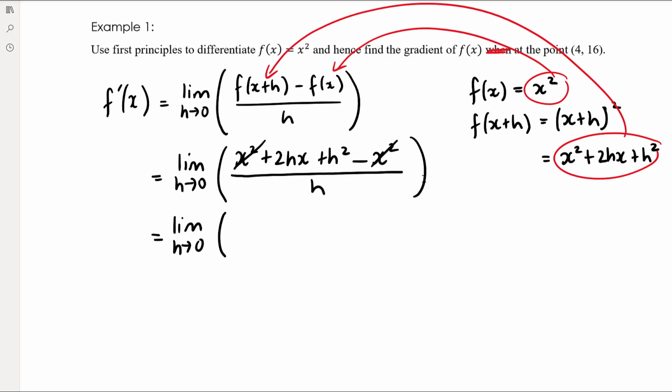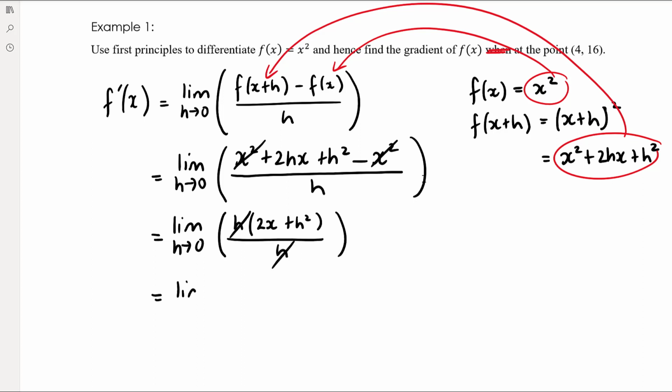You've got x squared minus x squared. Okay, and then we have 2hx plus h squared all divided by h. So we've got a nice common factor of h there. So if we think about on the numerator, h would come out as a common factor. We get h times (2x plus h) over h. And so the h's are going to cancel out.